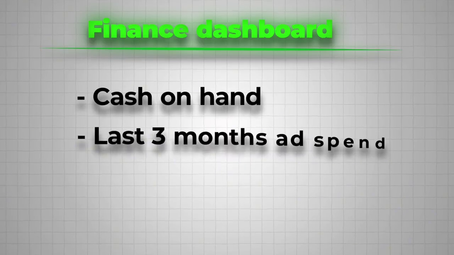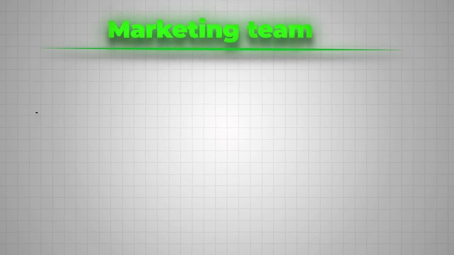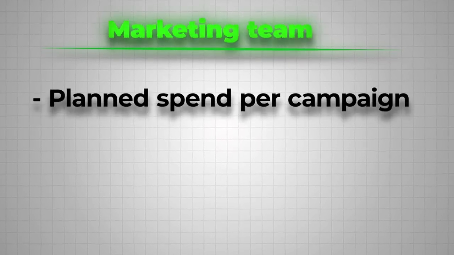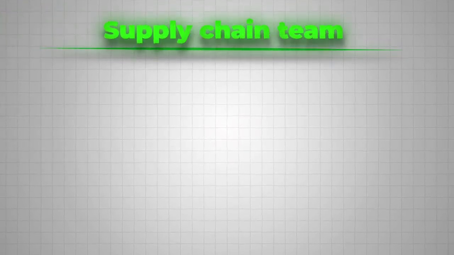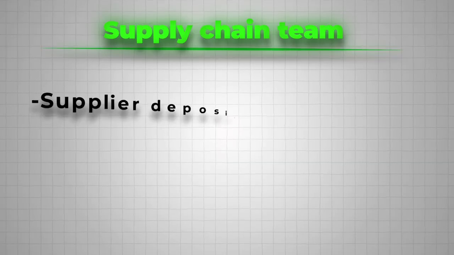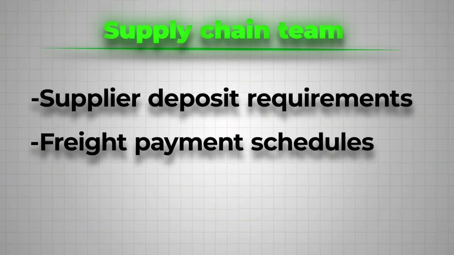This is what you need. From your bookkeeper or finance dashboard, you need your cash on hand, last 3 months of ad spend, and upcoming PO commitments. From your marketing team, ask for planned spend per campaign and expected revenue lift from ads. And from your supply chain team, ask for supplier deposit requirements and freight payment schedules.